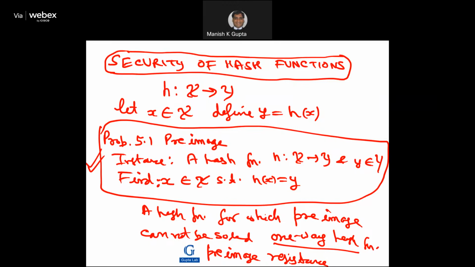So a hash function for which the pre-image problem cannot be solved is a one-way hash function, or we say that it is pre-image resistant. Okay, yes.